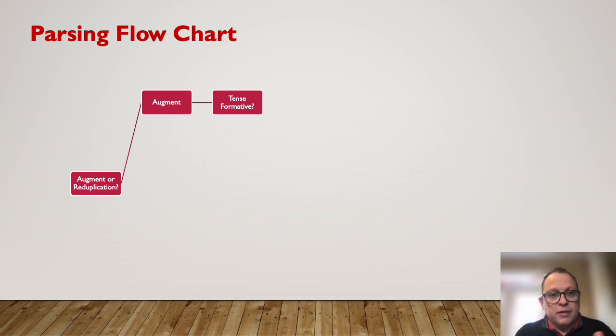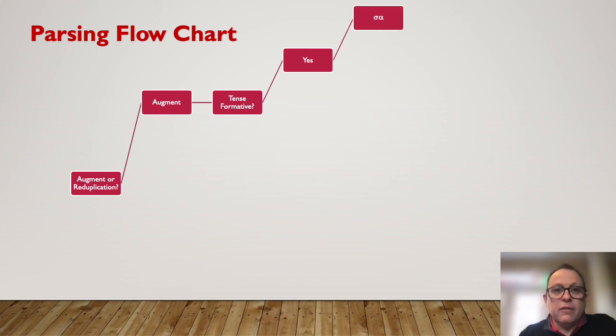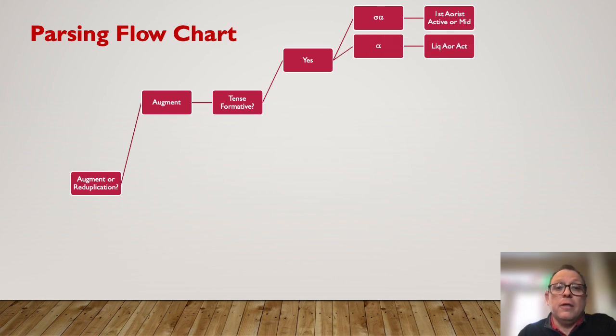So we answer yes to the question of augment. Then we get to the question of tense formative, and the first section is yes. So what if we have an augment and then we have a tense formative? Then that leads to some further questions. If the tense formative is sigma alpha, then we have a first aorist active or first aorist middle. If the tense formative is an alpha, then we have a liquid aorist active.